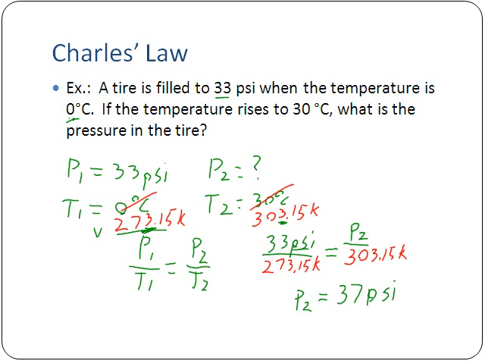Going from 0 degrees C, which is about 32 degrees Fahrenheit, to 30 degrees C, which is a pretty high temperature, like hot summer temperature, it would go from 33 psi to 37 psi just by increasing the temperature. And that goes over your basic gas laws. Next time, we will look at what happens when we have not just pressure and temperature changing, but all three changing at the same time.